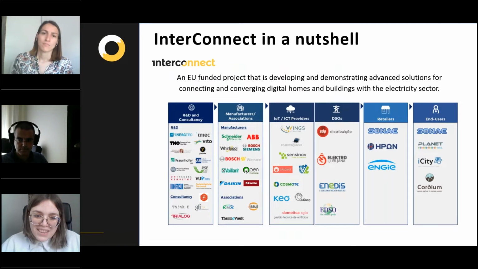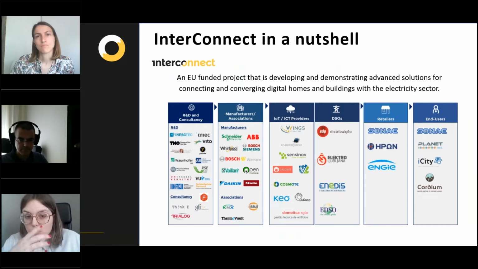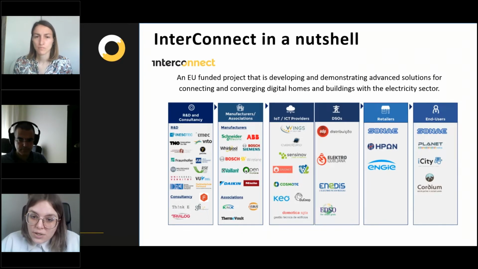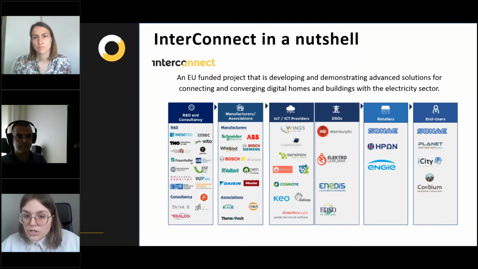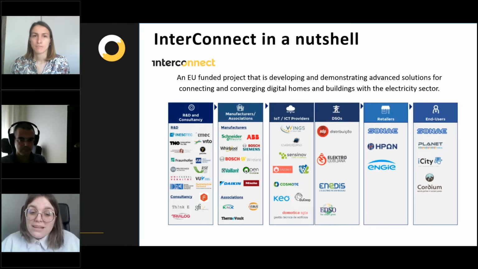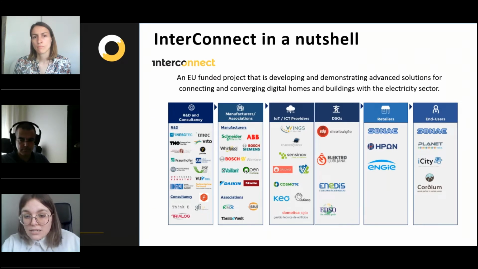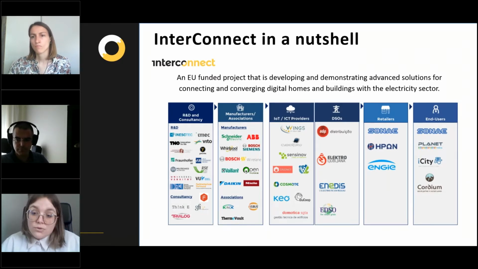InterConnect is a Horizon 2020 project. What we are trying to do here is to develop and demonstrate advanced solutions for connecting and converging digital homes and buildings with the electricity sector. This is a rather big project. We have 50 partners from 11 different European countries. We have companies from the entire value chain, from R&D, consultancy, manufacturers, ICT providers, DSOs, retailers, and also end users.